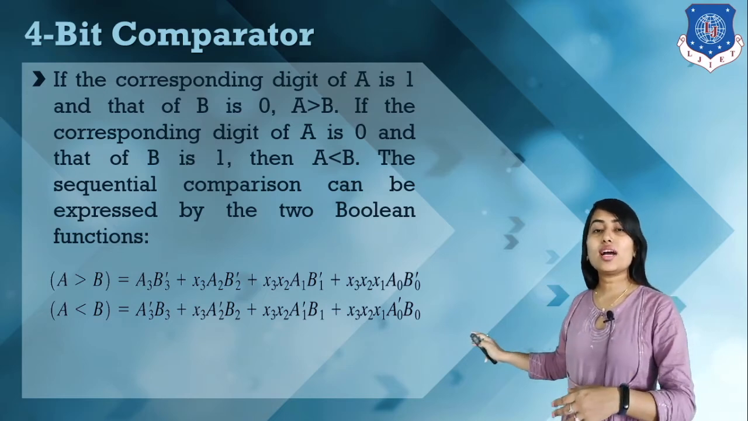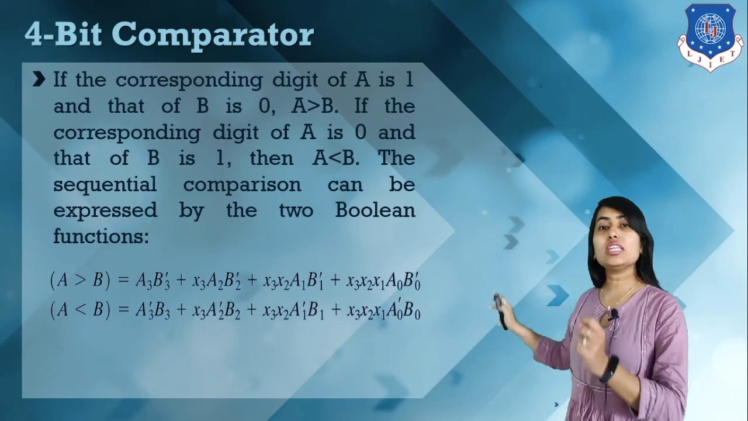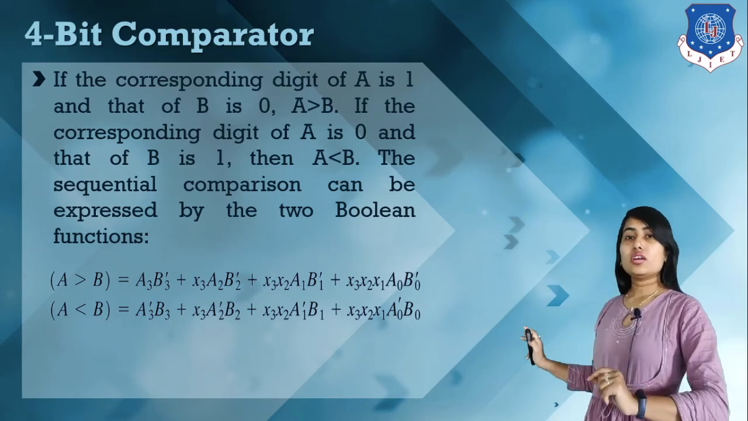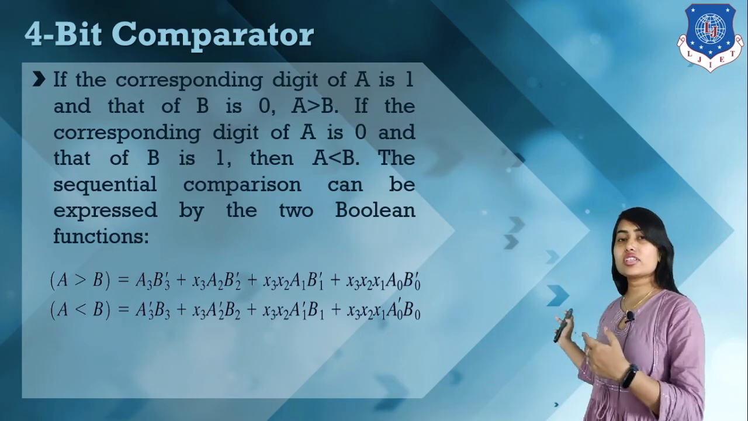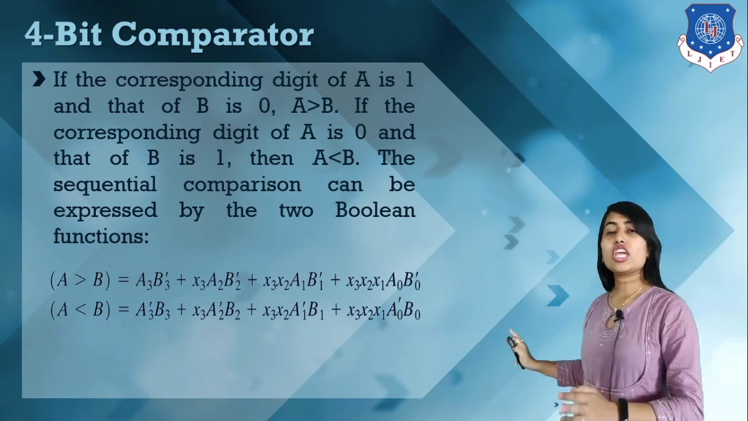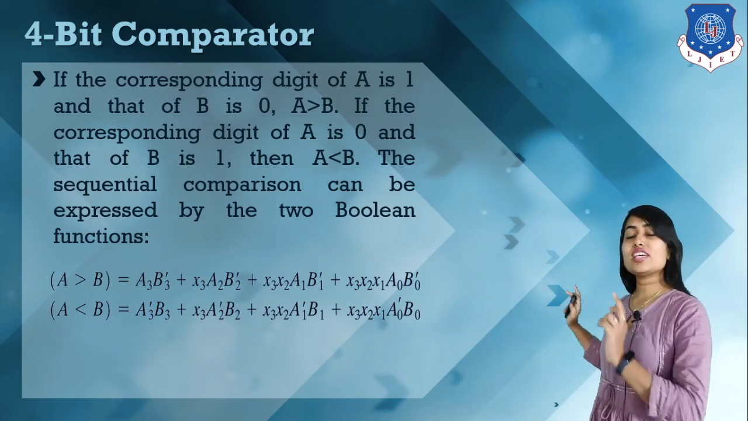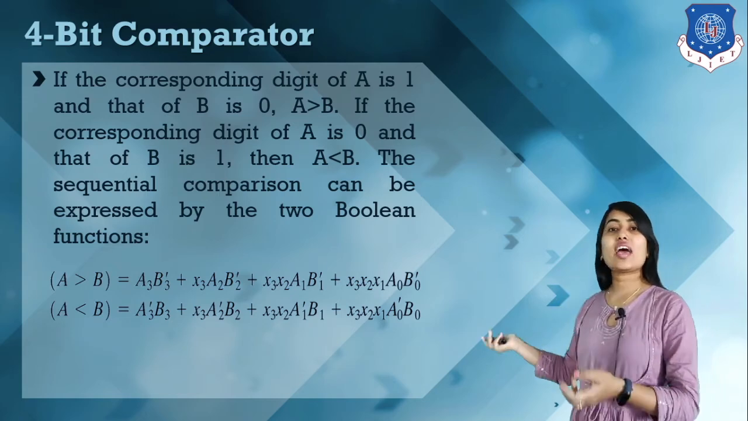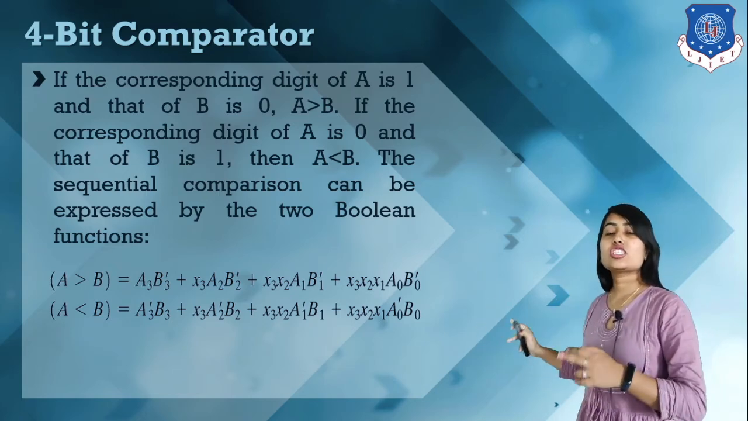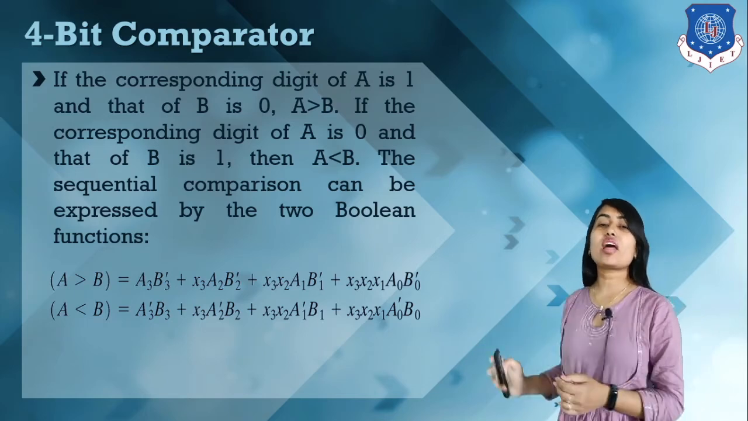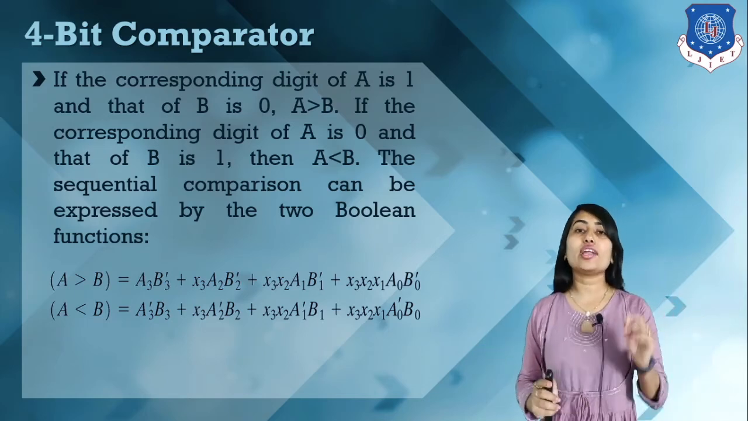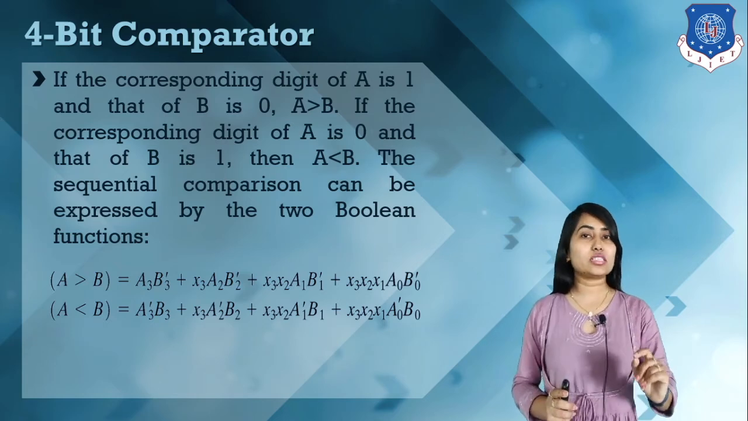So here we write the equation with A3 B3 dash plus, and here we multiply x3. Okay, so write the whole equation like this: A3 B3 dash, A2 B2 dash, A1 B1 dash, A0 B0 dash, with the terms x3, x3 x2, x3 x2 x1. Okay, so this is how we can write the logical expression for the A greater than B comparison.